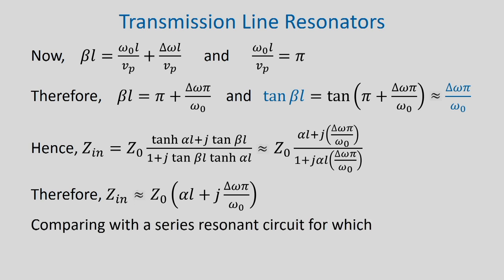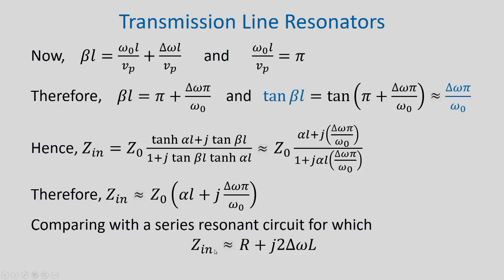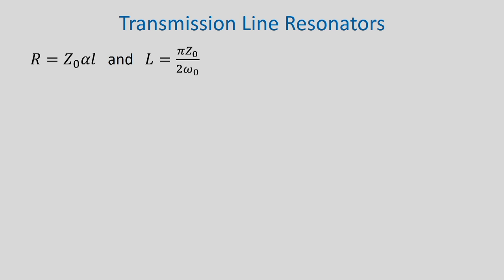Now, what we can do? We can compare it with the expression for input impedance of a series resonant circuit near its resonant frequency, which is given by Z in equal to R plus j 2 delta omega L. So, if we compare these two, this for a lambda by 2 short circuited transmission line section, and this Z in for a series RLC circuit operating near its resonant frequency, then we can write R equal to Z naught alpha L and L equal to pi Z naught by 2 omega naught.